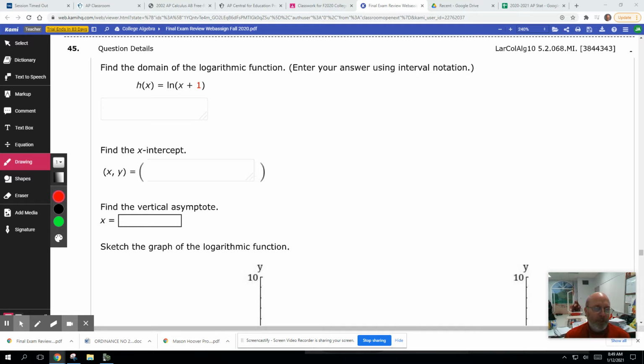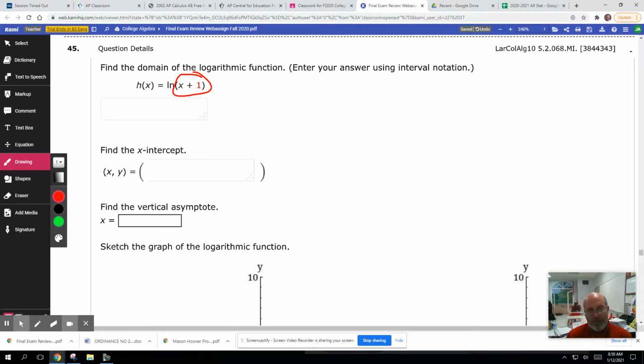Okay, problem number 45 on the UALR final exam review for college algebra. We're asked to find the domain of the logarithmic function and enter the answer using interval notation, where h of x is ln of x plus 1. Recall that what's inside the log has to be greater than 0. You can't have ln of 0.